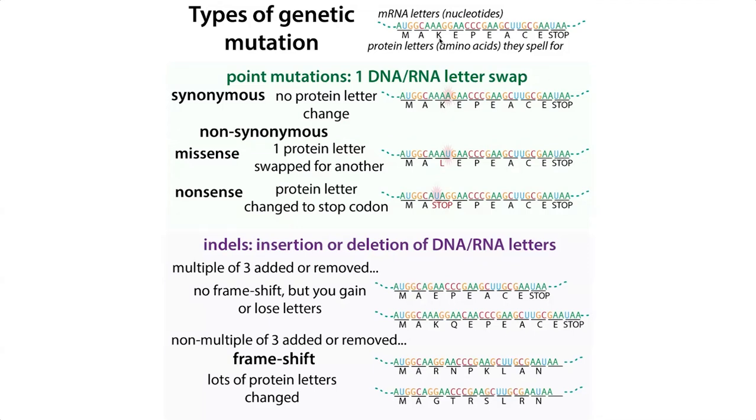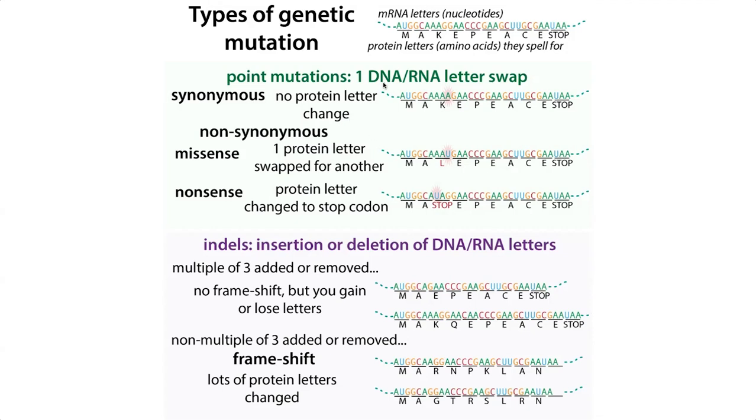So for example, we can go from an AAG to an AAA, and we would still be encoding for a lysine. But if we go from an AAG to an AAU, well, now we're encoding a leucine. That's a missense mutation. And if we go from an AAG to an UAG, then we're encoding a stop sign, and that would be an example of a nonsense mutation.